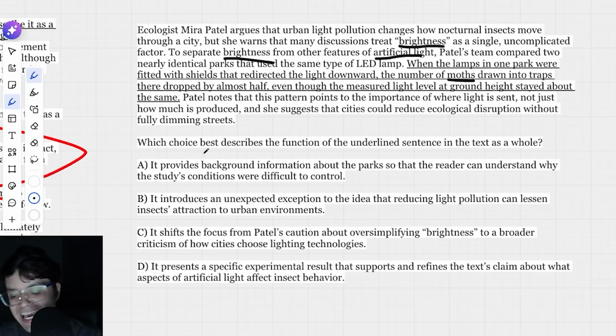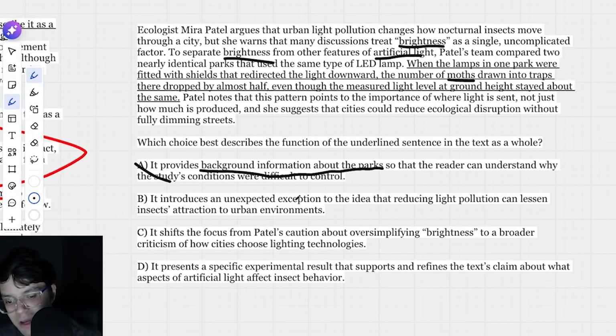Okay, so A, it provides background information about the park so that the reader can understand why these conditions were difficult to control. So yeah, not really any background information about the parks. That's not really supported at all. Nothing about what the parks are typically like or anything like that. So that would not be right.